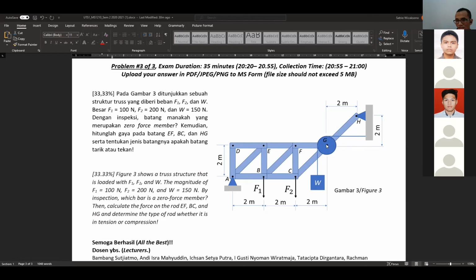Then after you solve for those, you can do the cutting here to find EF and BC. That's it. Do you get it, guys?